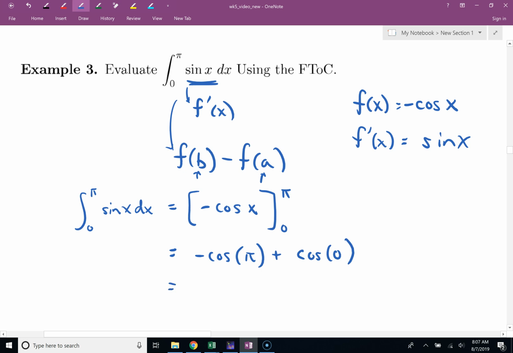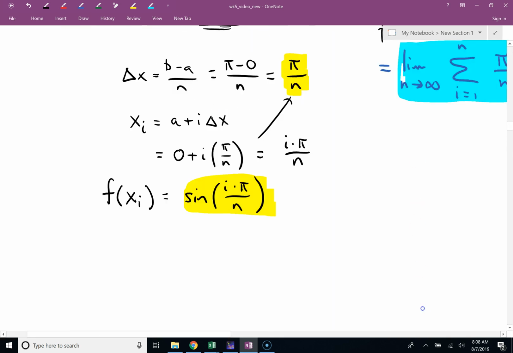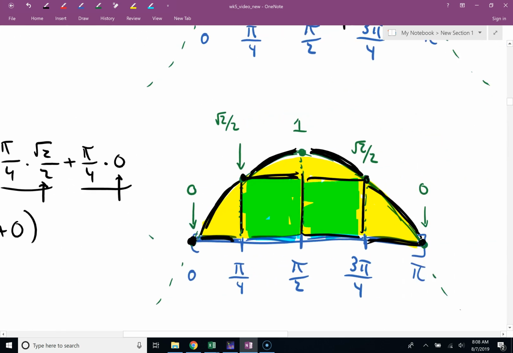So, okay, negative cosine of pi. Well, cosine of pi would be negative 1. And then we're adding cosine of 0. Cosine of 0 is 1. So the actual value here is 2. And that's our final answer. The answer is 2 in this case. And so you can see, right, the fundamental theorem of calculus is quite powerful stuff. And that's what we were building up to. So again, the exact area under this curve, if we were to go back to this picture here, this yellow area that we were trying to approximate all those times, is 2.